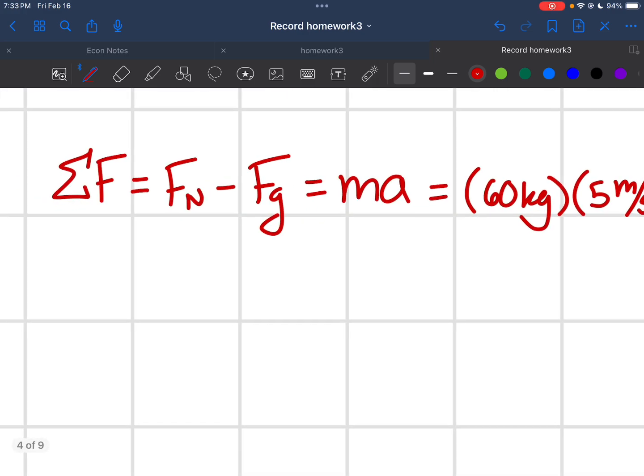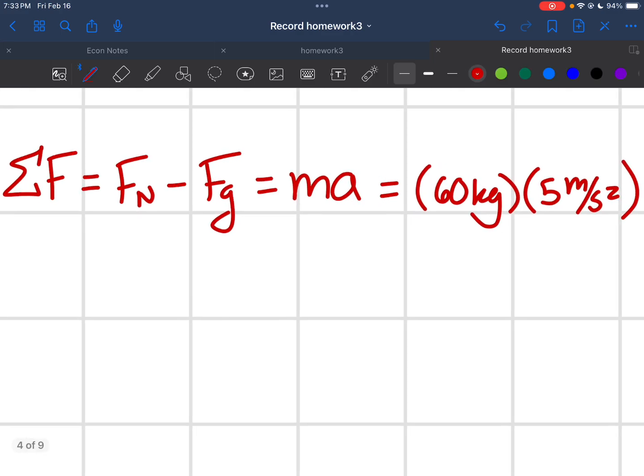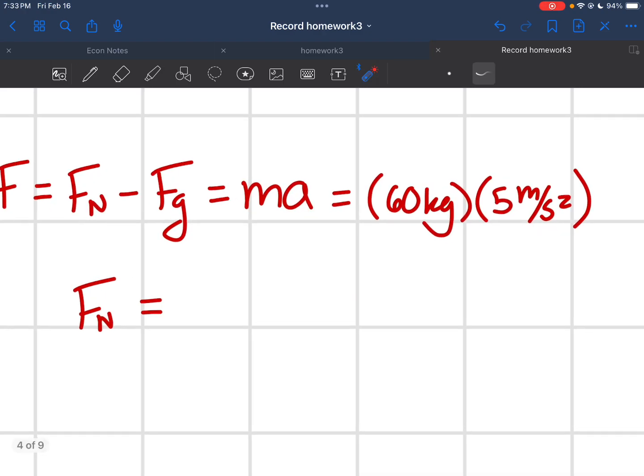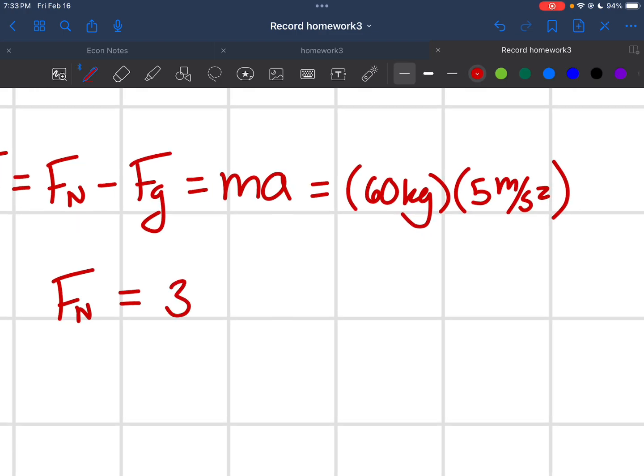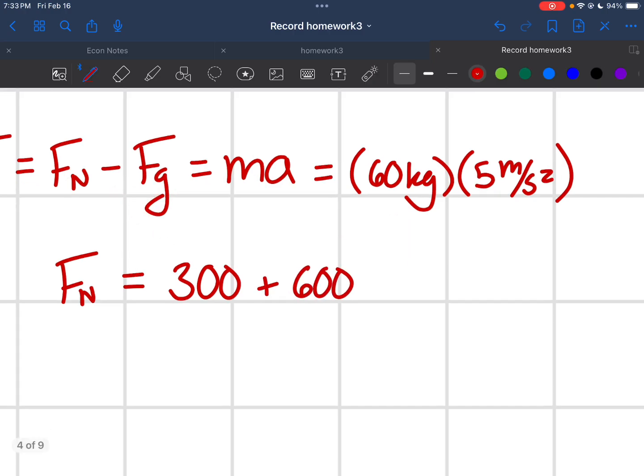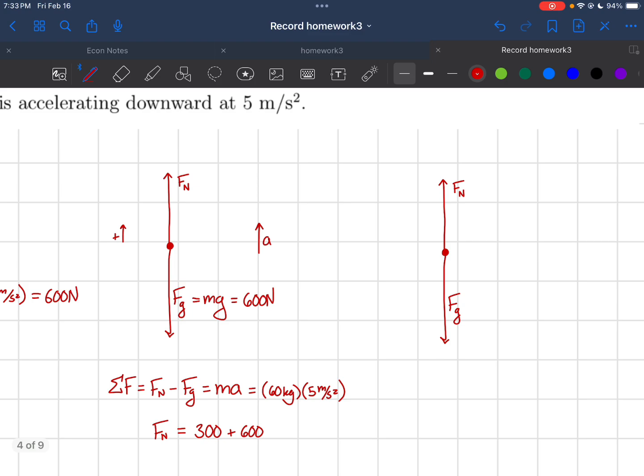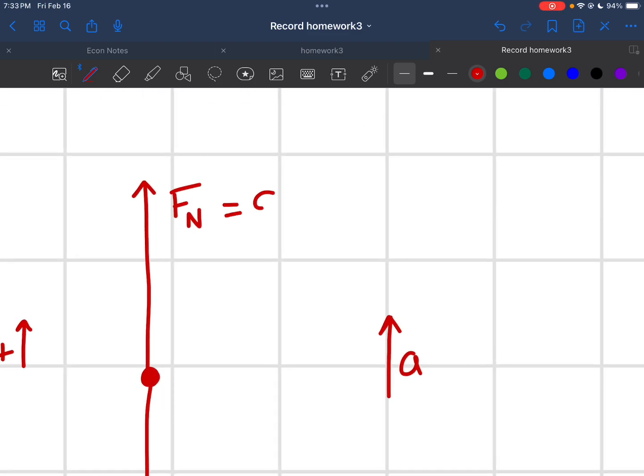Right? So I already know what my force of gravity is, or the weight of the object. So I'm just solving for my normal force. My normal force is going to be 60 times 5. That'll be 300. And I add my force of gravity over to the other side, my 600. So my normal force will be 900 newtons.